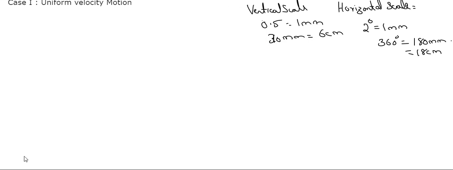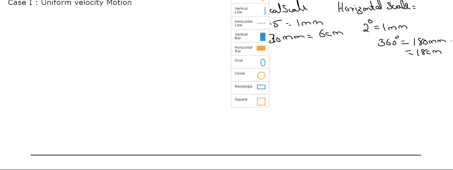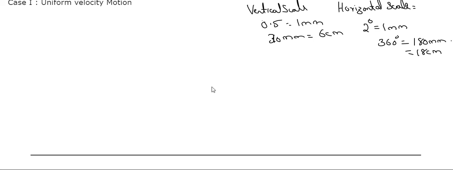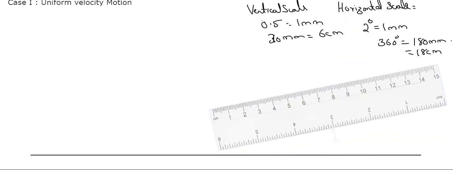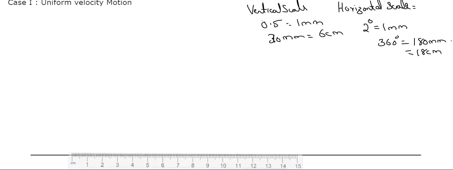As I said, you have to have a horizontal line, and that line needs to be according to your horizontal scale. I am taking 2 degrees as 1 mm, so in total I need 180 mm or 18 centimeter. So take a ruler in centimeter, place it. So this is our beginning point. So 15 centimeter, and if you move it another 3, you will get 18 centimeter. So this is our 18.